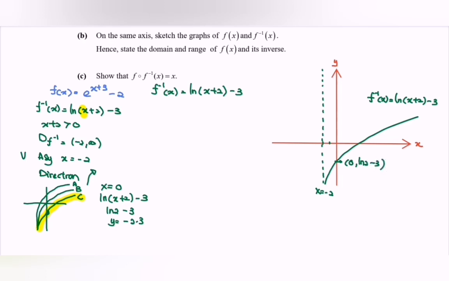Next, find the x-intercept when y equals 0. If we substitute, we will have e^3 minus 2. That is the value for x. If we calculate, we will have the value of x around 18.1. So here will be the point (e^3 minus 2, 0).